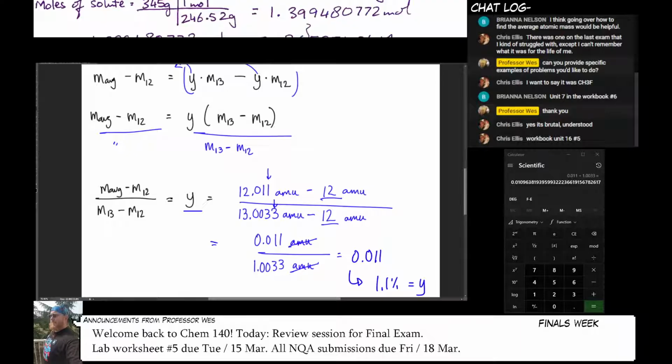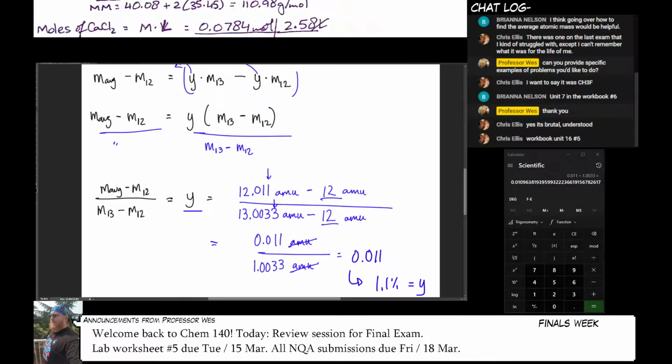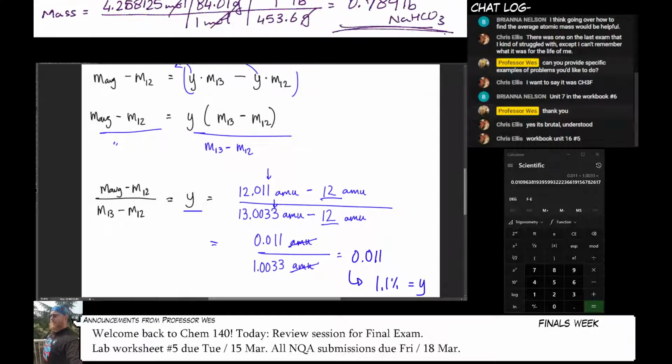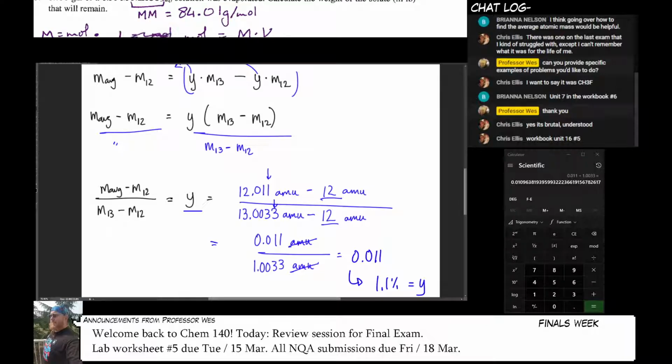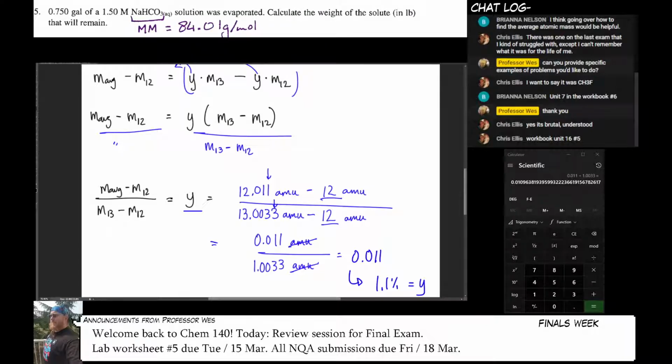So, Unit 16, number 5. That's number 6. Hold on. All right. 3/4 of a gallon of 1.50 molar sodium bicarbonate was evaporated. Calculate the weight of the solute in pounds that will remain. And there's the molar mass on the board, so we don't have to actually go to Lentech for that.